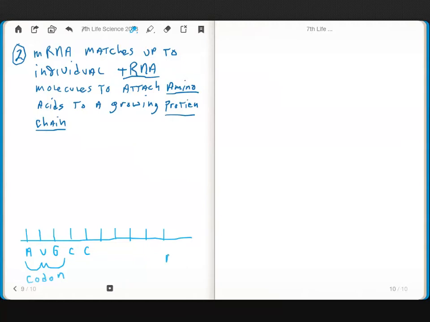So this is mRNA. C A U G. So there's one codon. There's another codon. And let's make one more. C, U, A.